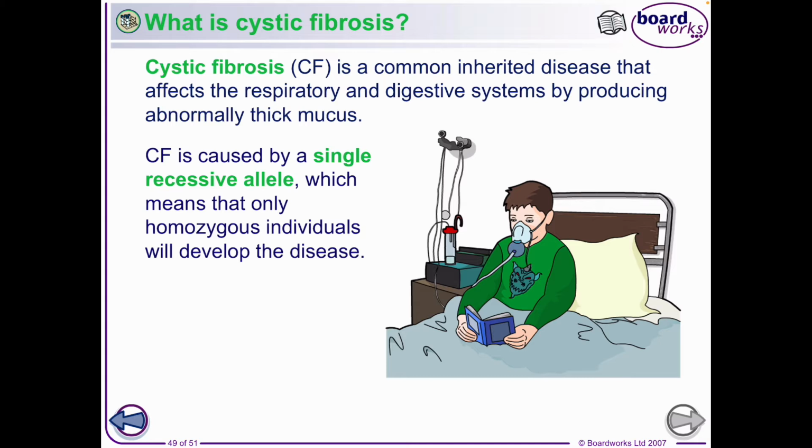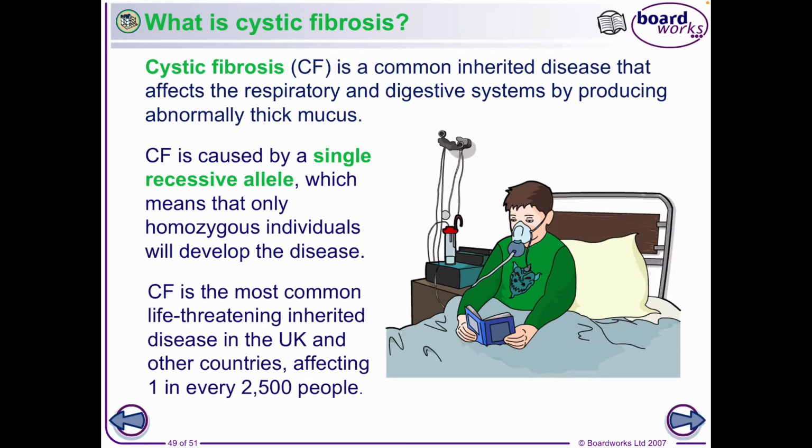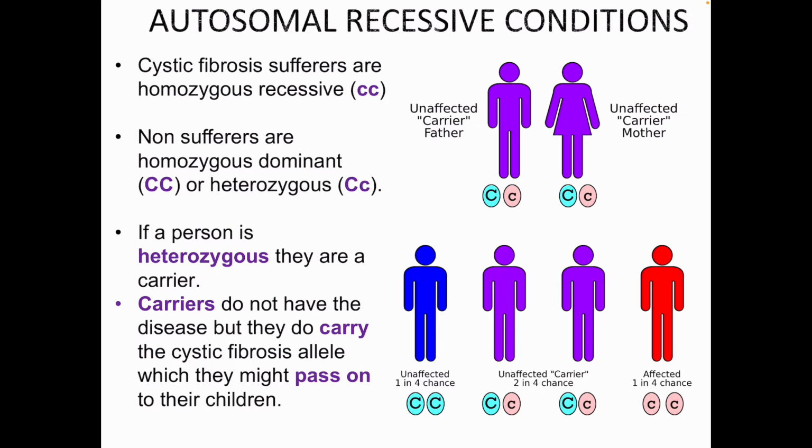It's caused by a single recessive allele, and that means that only homozygous individuals will develop the disease. It's the most common inherited life-threatening condition in the UK, which affects 1 in every 2,500 people. A sufferer of cystic fibrosis will be homozygous recessive. They will have 2 recessive alleles.